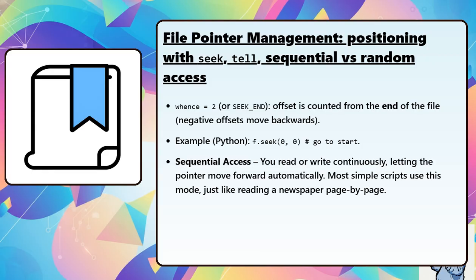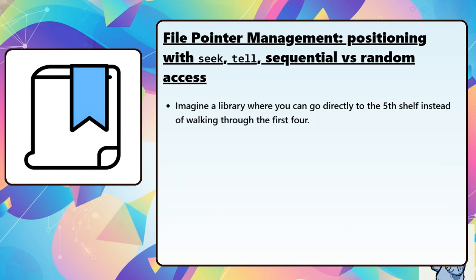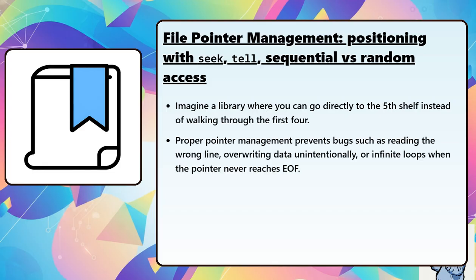Sequential access: you read or write continuously, letting the pointer move forward automatically. Most simple scripts use this mode, just like reading a newspaper page by page. Random access: you jump to any location using seek. Useful for fixed length records, databases, or binary formats where you need to edit a specific record without reading the whole file. Imagine a library where you can go directly to the 5th shelf instead of walking through the first 4. Proper pointer management prevents bugs such as reading the wrong line, overwriting data unintentionally, or infinite loops when the pointer never reaches end of file.